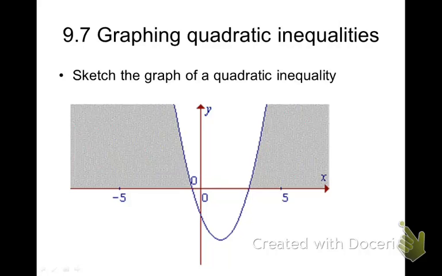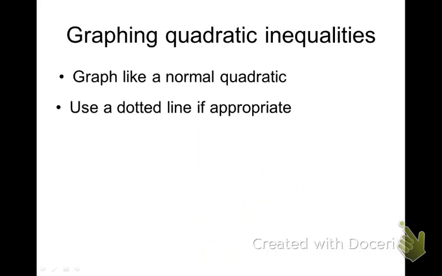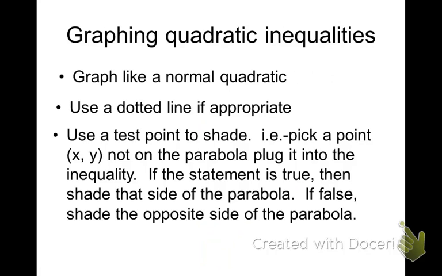That's what you should remember about inequalities. In graphing an inequality, you're going to have shading. So we're going to graph like a normal quadratic. We're going to use a dotted line if it's a greater than or less than symbol, and not a greater than or equal to or less than or equal to symbol. And the last thing is, to do shading, we're going to test a point. We're going to plug a number in to see if it makes the inequality true, and that'll determine whether we do shading or not.